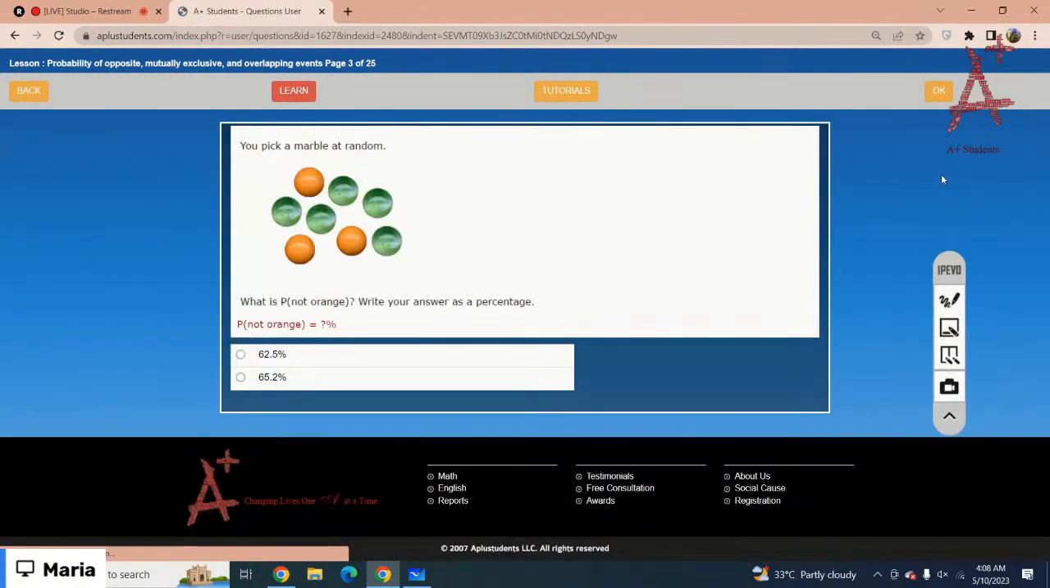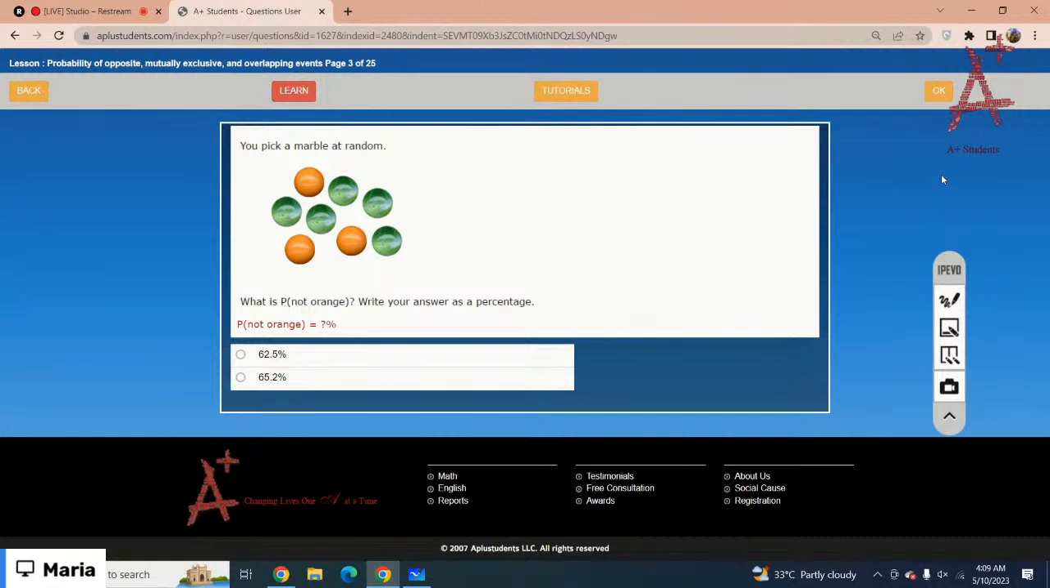Okay, the next one is you pick a marble at random. What is the probability of not orange? So which is the correct option? We have 1, 2, 3, 4, 5, 6, 7, 8. The total marbles are 8. So not orange means the probability of the green marbles. Got it? So the probability of not orange is 5 divided by 8, because you have the 5 marbles that are not orange and the total marbles are 8. It would be 5 out of 8.